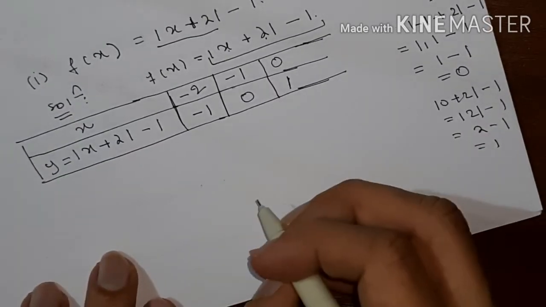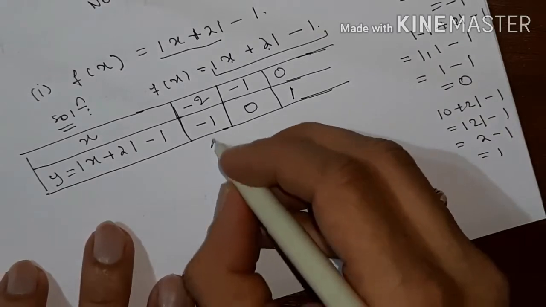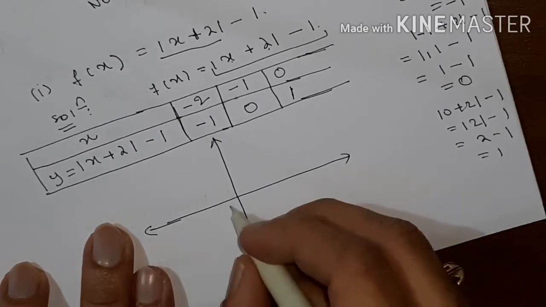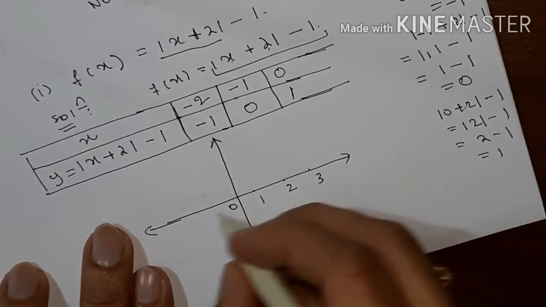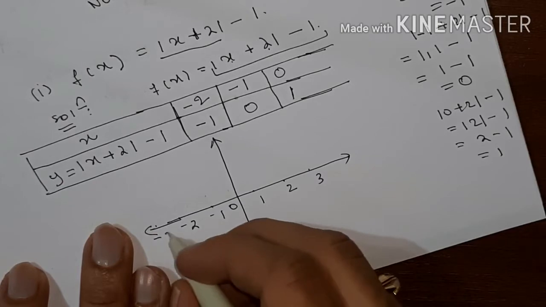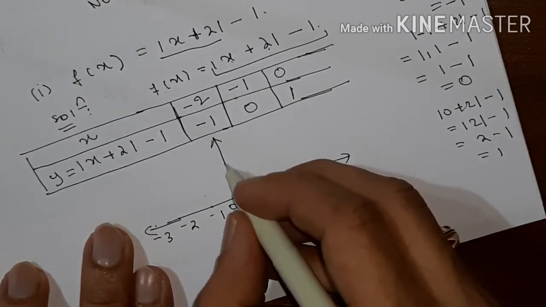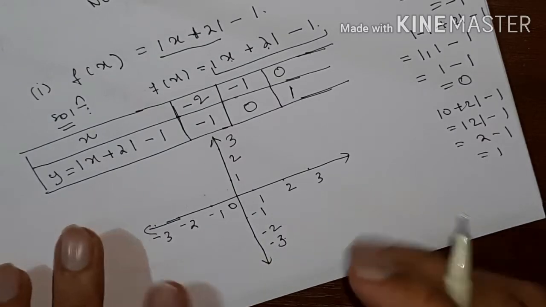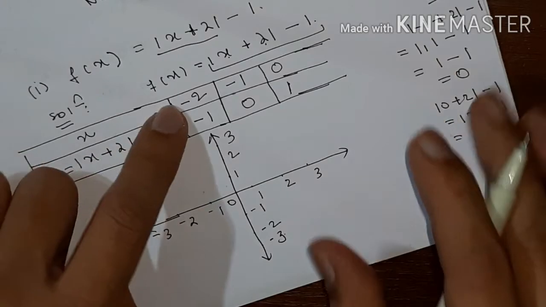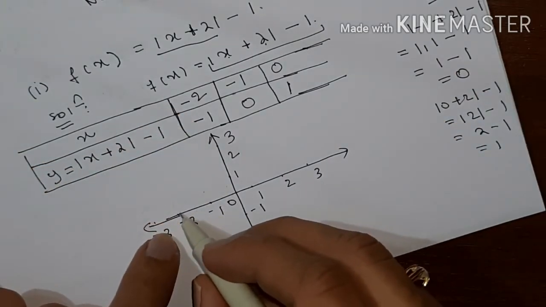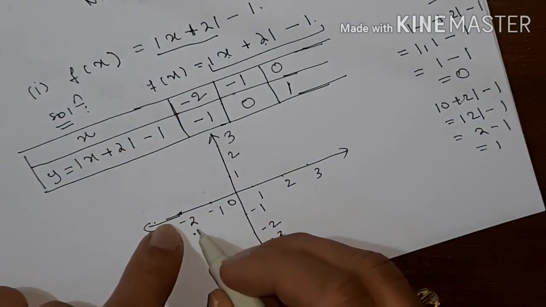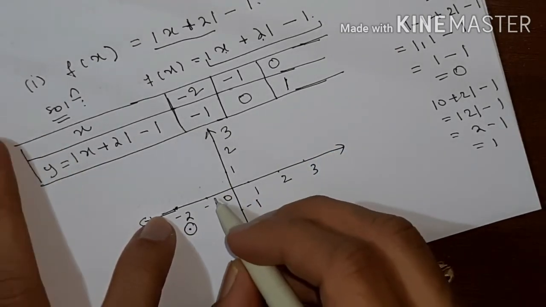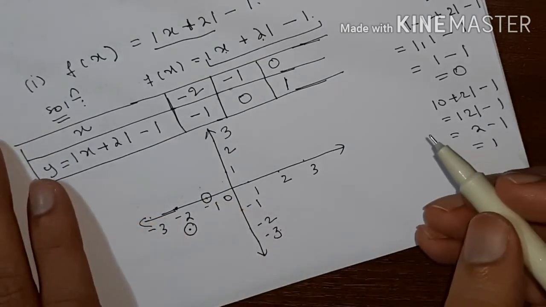So this is what you have. Let us see, if you plot the function, 0, then this is 1, 2, 3, minus 1, minus 2, minus 3, then 1, 2, 3, minus 1, minus 2, minus 3. Okay, so at minus 2 what do you have? The function value is minus 1, that is here the point. Then at minus 1, the function value is 0, so here, right?